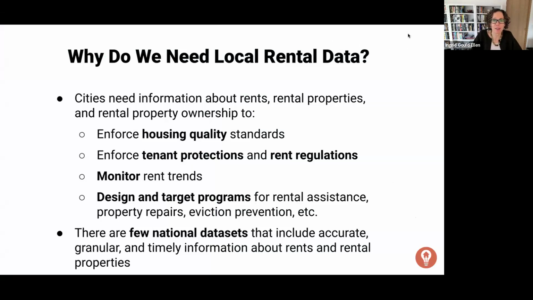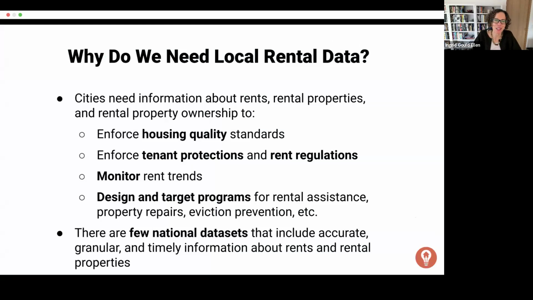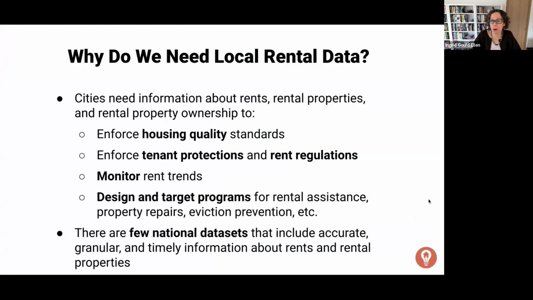This slide may be kind of obvious, but there are lots of reasons that city officials need information about rents, rental properties, and rental ownership. In part, it's to enforce housing quality standards, to enforce tenant protections and rent regulations, to monitor trends in rents, and to design and target programs for property repairs, for landlords, for tenant-focused programs, for rental assistance, and eviction prevention. And unfortunately, there are very few national data sets that have very geographically specific and timely information about rent and rental properties.